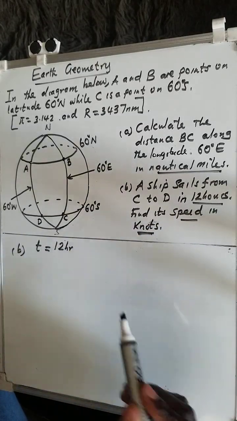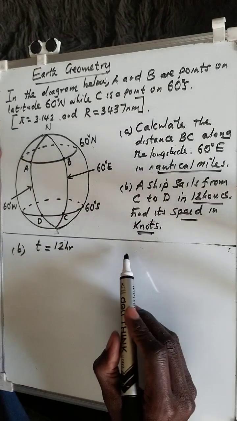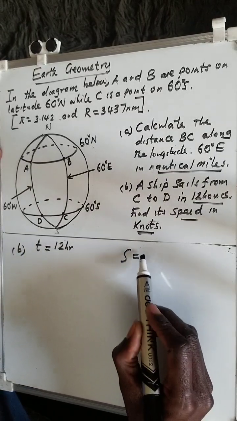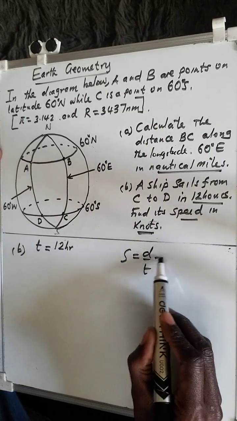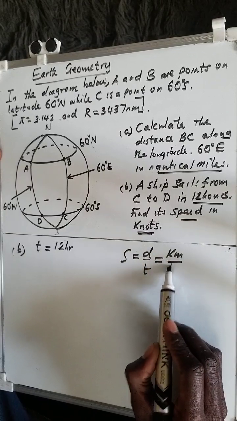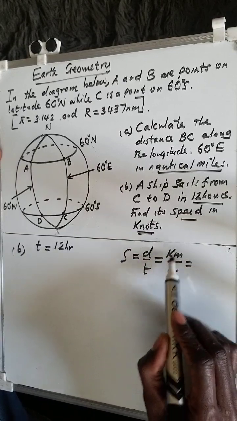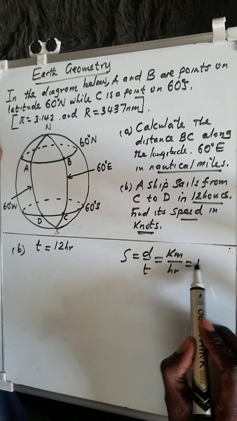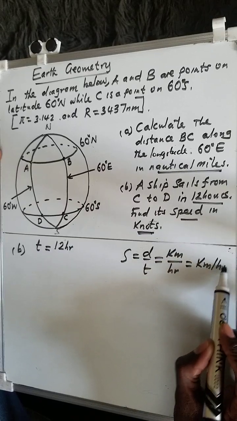Now basically, let me give you some ideas that you need to remember. Speed is equal to distance divided by time. In most cases, the distance may be in kilometers and the time may be in hours. So when you combine, our speed will be in kilometers per hour.